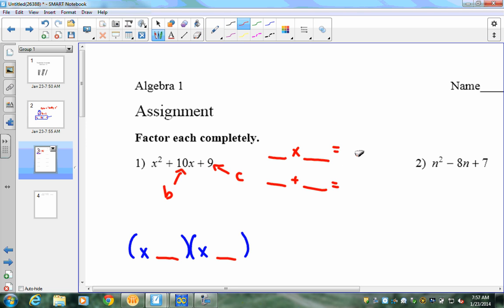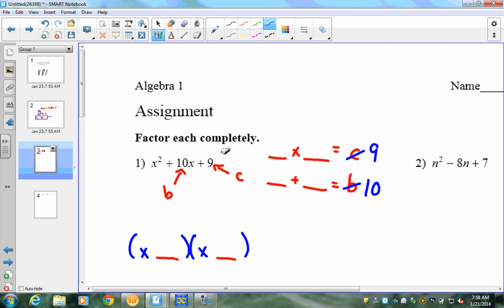Restate, I'm sorry, I messed that up. What two numbers multiply to get to C and the two numbers add to get to B? Okay, and there's always going to be one number combination. So what multiplies to get to 9 and then adds to get to 10?